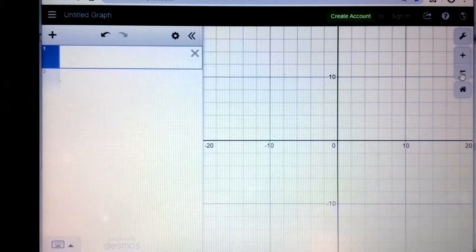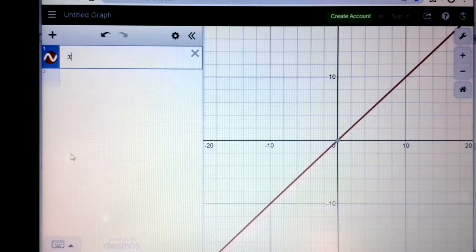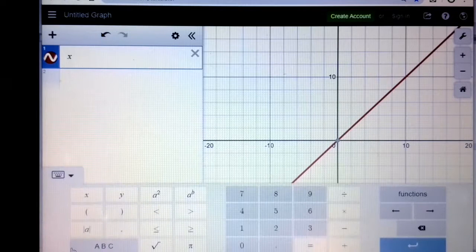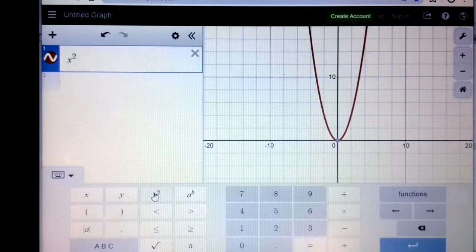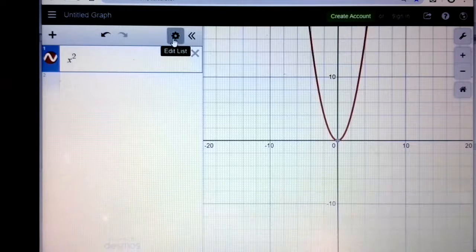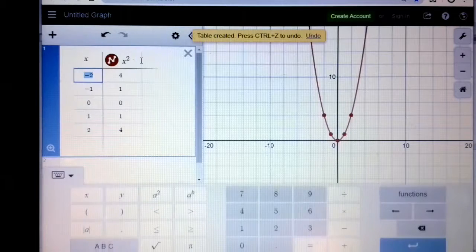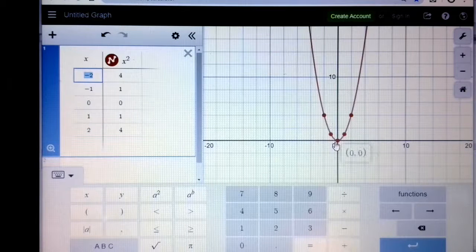Okay, so here we are on Desmos, and what I want you to do is go ahead and type in an x, and there we have our straight line. That's our parent function when we have just an x, and when I square it, watch what happens. That is the curve. If I wanted to see my input-output, I can go to edit my task and add a table. That quadratic, that squared function, adds a couple of important aspects to our graph.